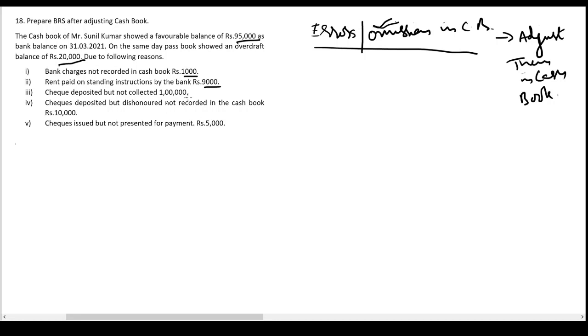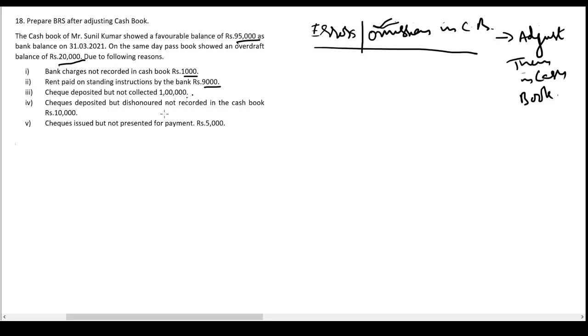Suppose you just adjust it in the cash book, you remove the entry of the cash book. So temporarily the balance will tally, but again once the check is collected, there will be an entry in the passbook and there will be no entry in the cash book. So again the difference will arise. So this is not an error or an omission. So we have to wait for the bank to pass an entry regarding this.